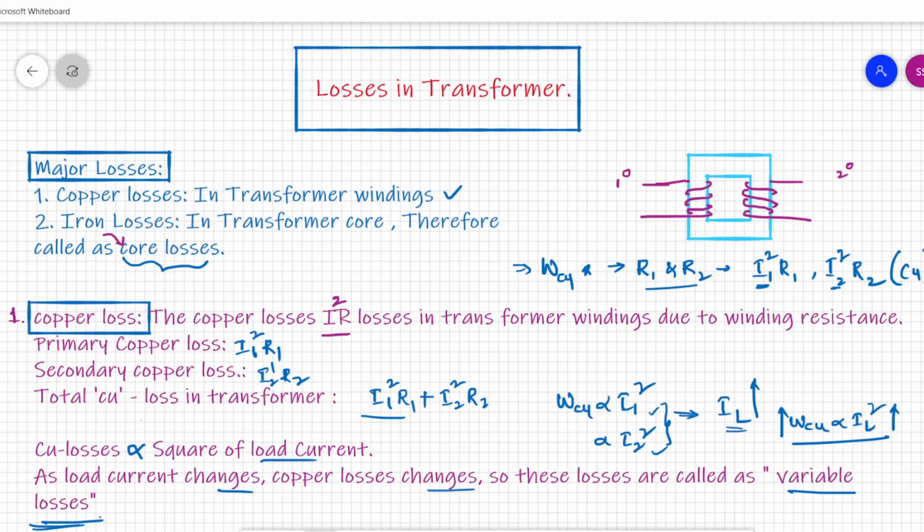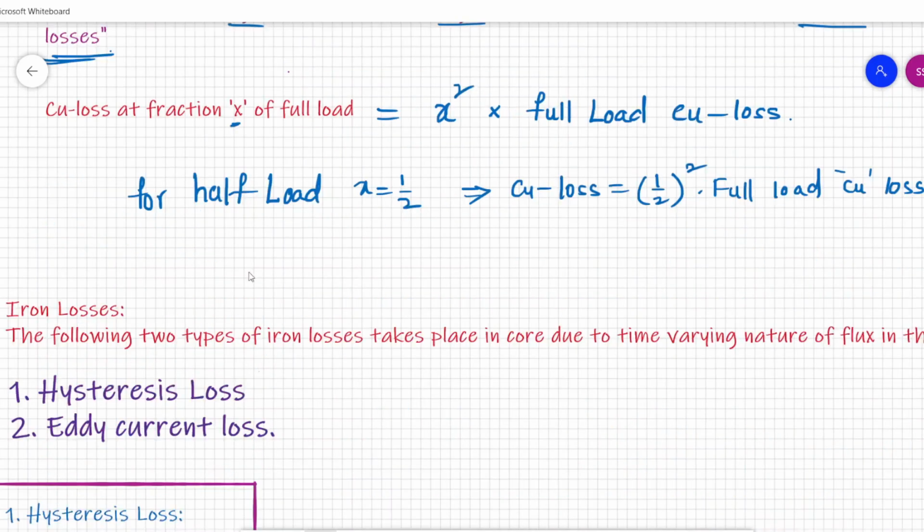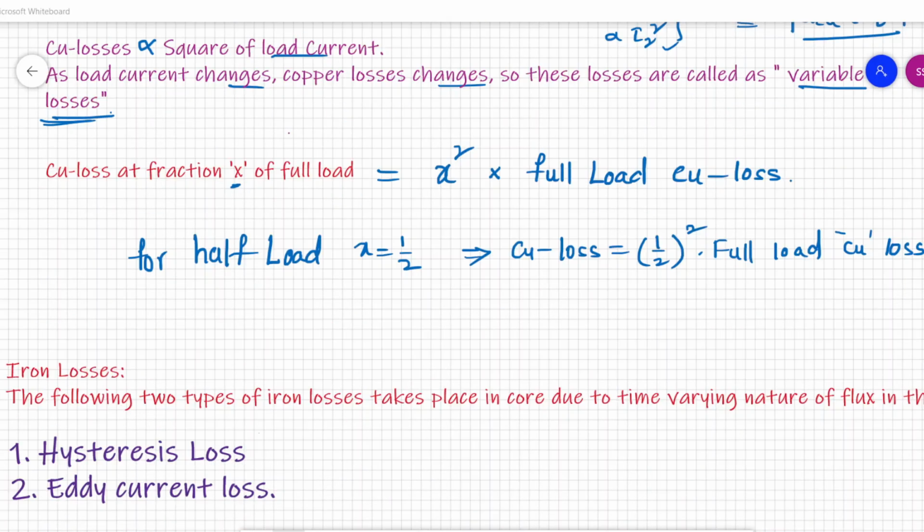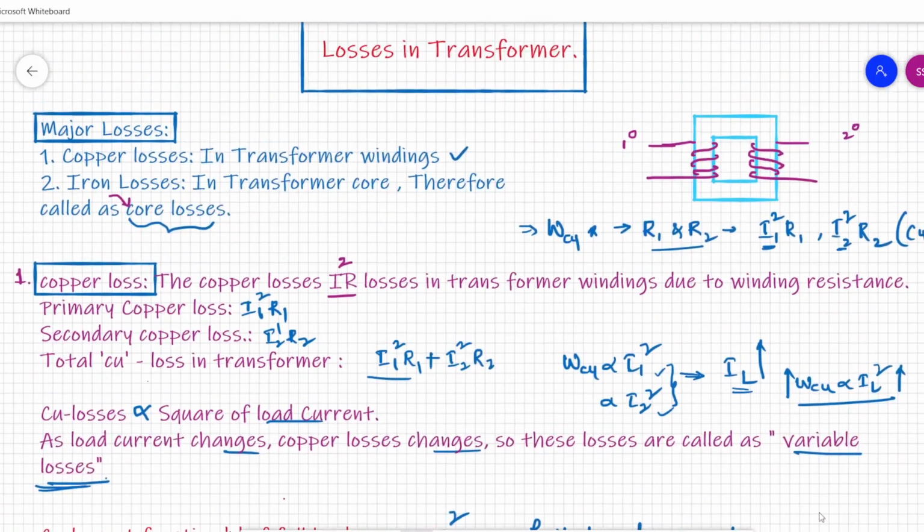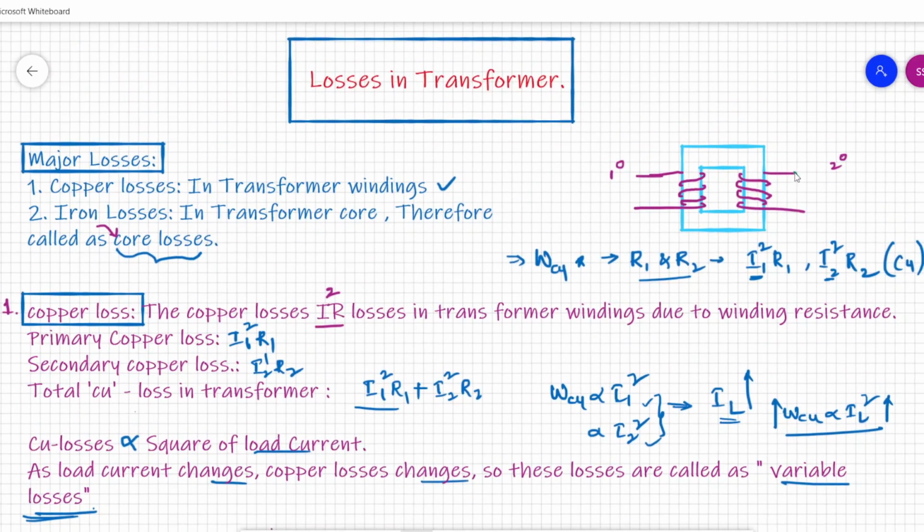One more thing: as load changes, copper loss changes. Let us talk about the load here. Load is nothing but what is connected to the secondary of a transformer. When the load is connected, load current will flow in the secondary and that will demand more current from the primary, I1 dash, in addition to the no load current I0. This is our total I1.